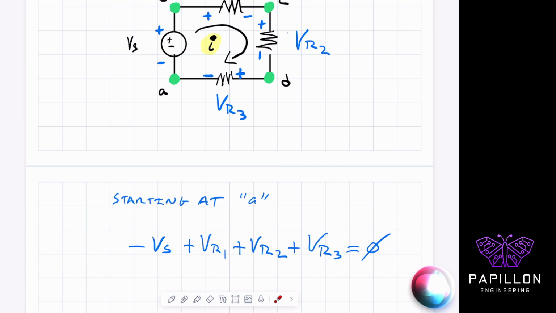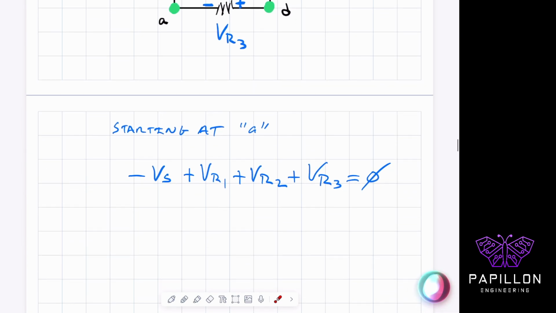Because I'm starting at point A, I'm reading the signs that I enter into each component. I'm entering the negative side of this source, a voltage source, I give minus, entering the positive side, entering here, it's positive, entering this side of this component, it's positive. So I have minus plus plus plus equals 0. And that's how you would write that KVL equation down, okay?